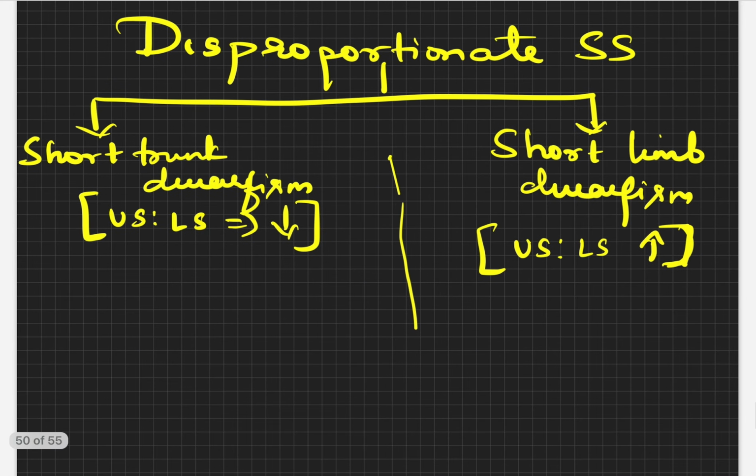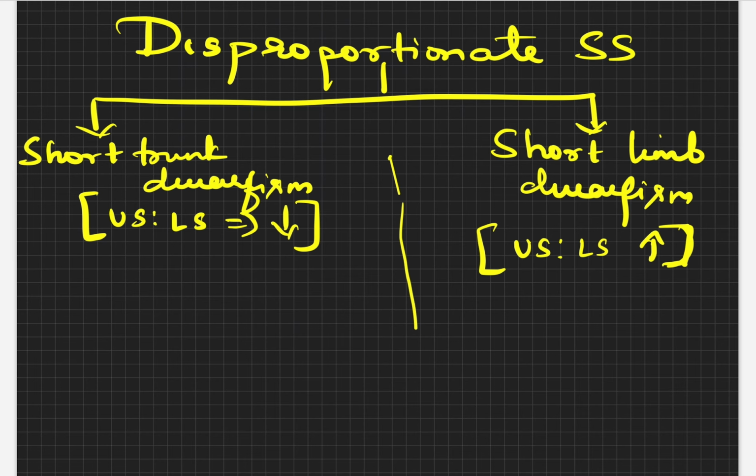Trunk means where the spine is there. Upper segment is mainly based on spine length. Lower segment is mainly based on long bones length. So if lower segment is low, it is short limb dwarfism. If upper segment is low, it is short trunk dwarfism.